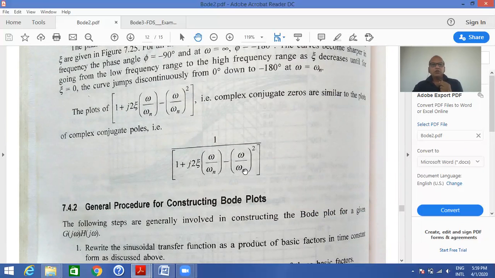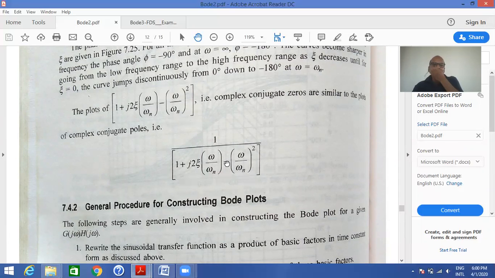The conclusion is that if the open loop transfer function has a quadratic factor, the complex conjugate roots are converted into the time constant form, and then we consider the corner frequency equal to the break frequency equal to omega n. This is very important for the quadratic.